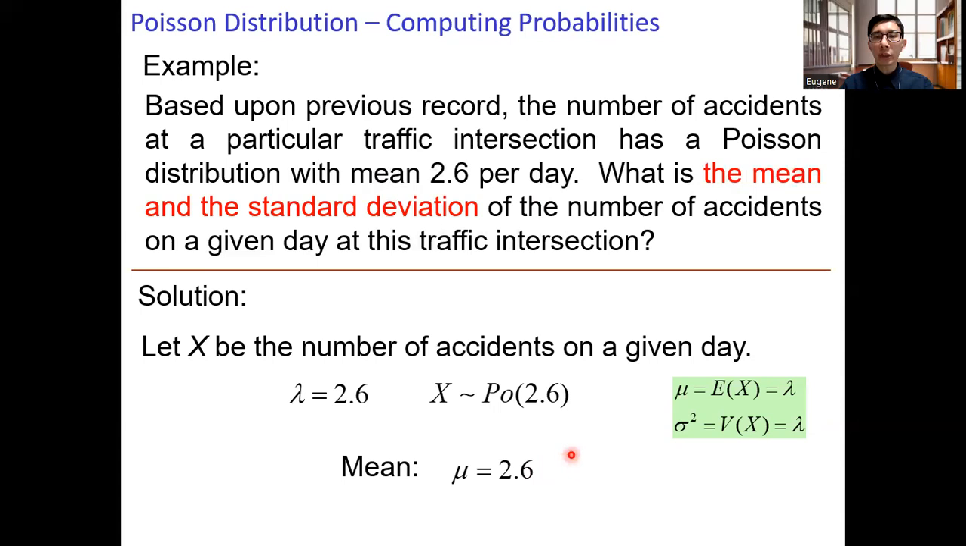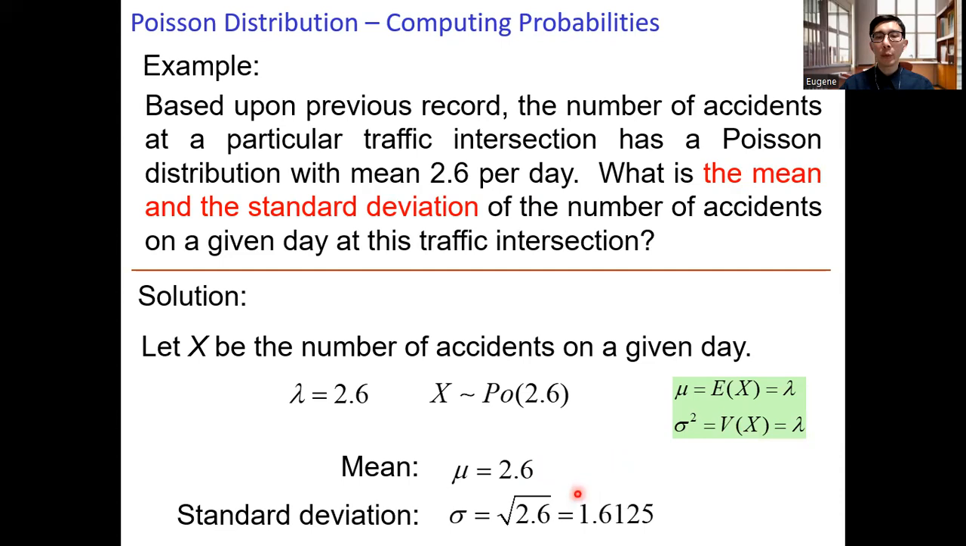The standard deviation is the square root of the variance. The variance is 2.6 as well. So the standard deviation is the square root of 2.6, which is 1.6125. So here, the number of accidents on a given day at the traffic intersection has a mean 2.6 and standard deviation 1.6125.